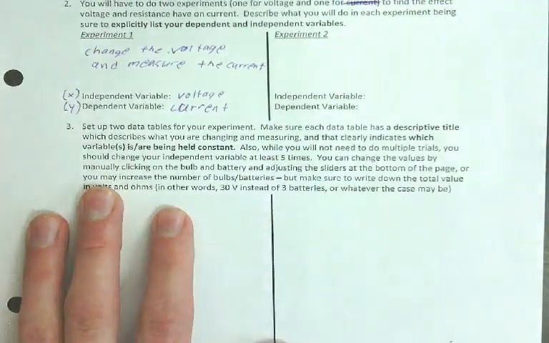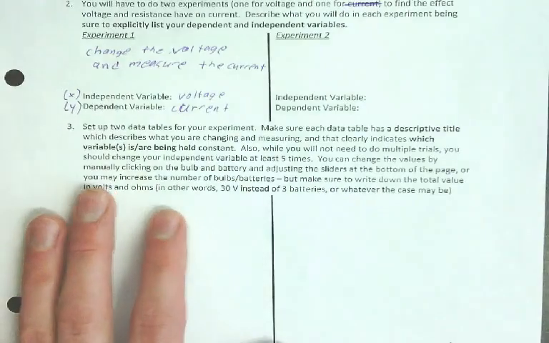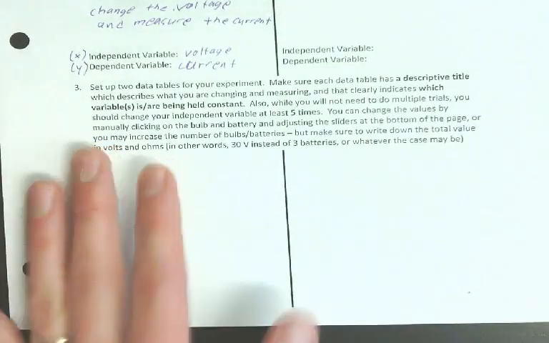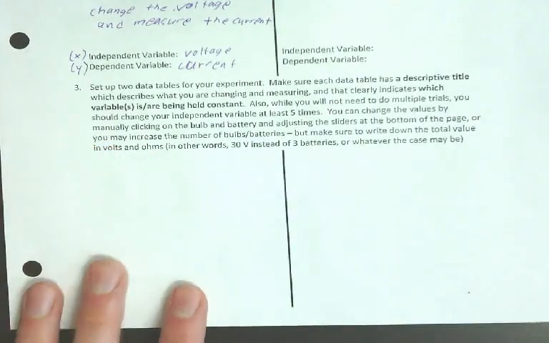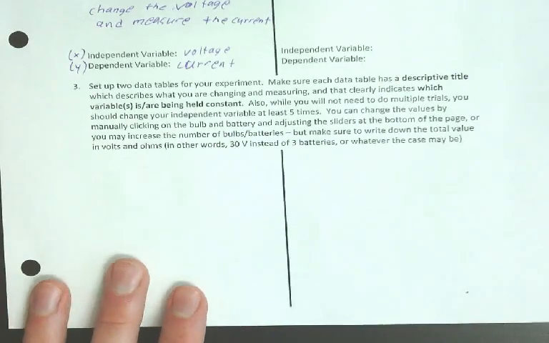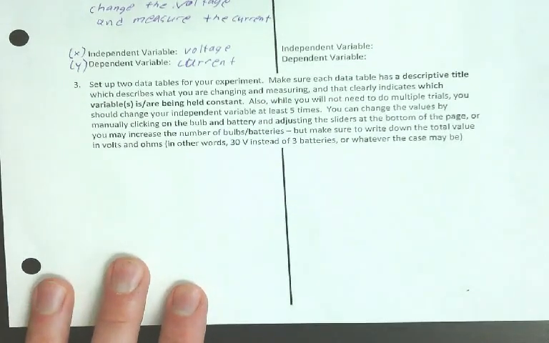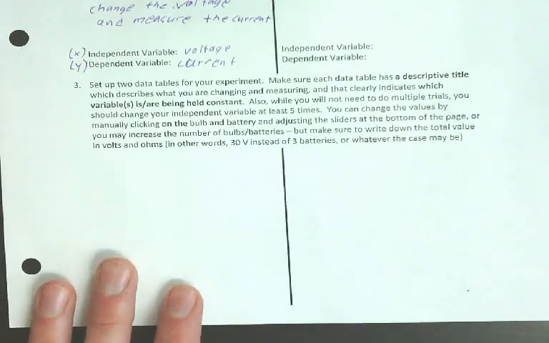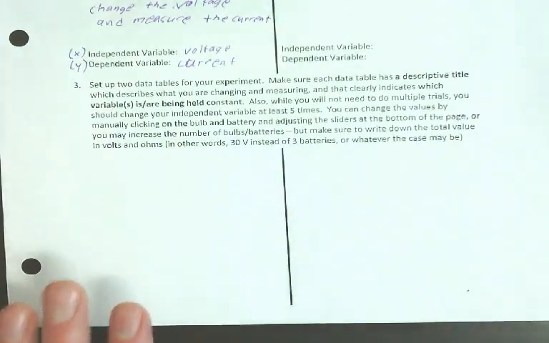So then number 3 wants you to set up a data table. So you're going to set up a data table for each experiment. Make sure it has a title, describes what you're changing, what you're measuring, clearly indicates what variables are being held constant. Also, while you will not need to do multiple trials, you should do multiple variables, do at least 5.